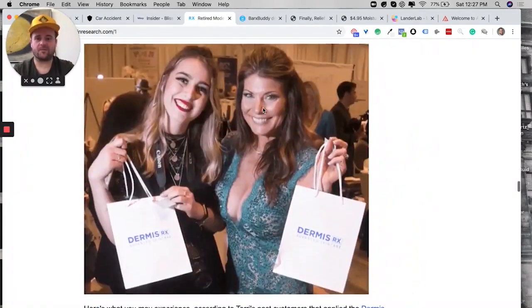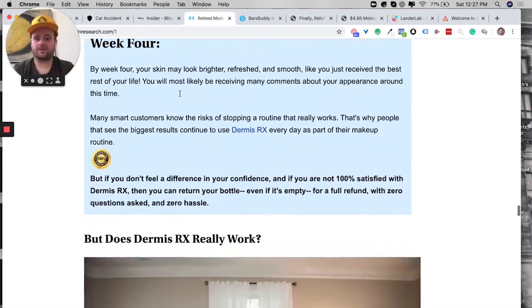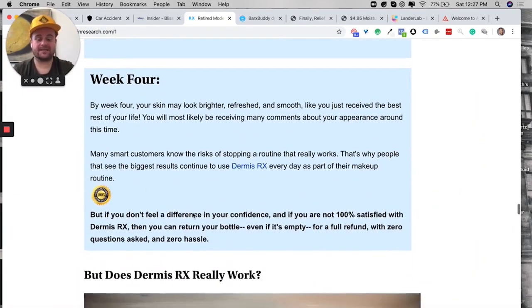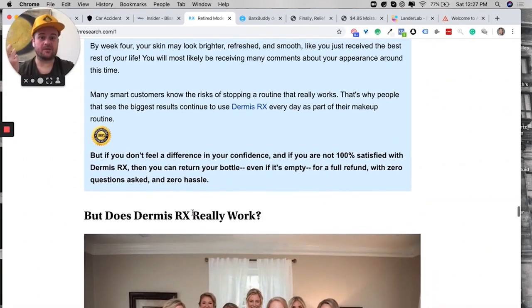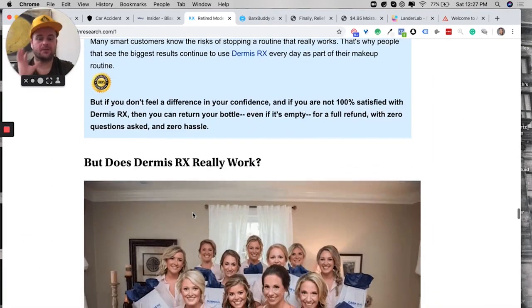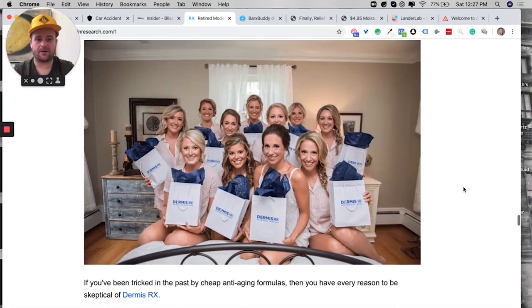Again, it's following the same order. What is it? What can I expect from Dermis RX? Like I said, week 1, week 2, week 3, week 4, and then I add that guarantee. I start slapping that guarantee a lot down here. This is a saturated market, so I want to be really heavy, like guarantee, guarantee, guarantee. Trust us, guarantee, because it's not a free bottle. This is a higher end product.